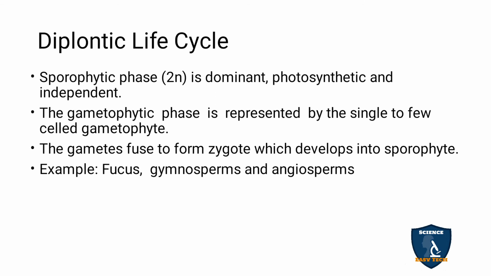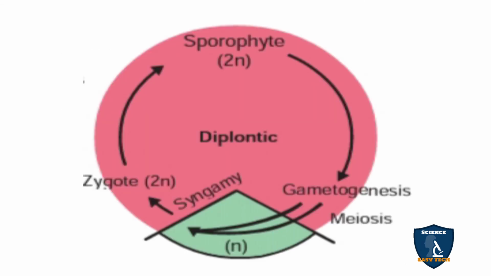The gametophytic phase lasts till the gametes fuse to form the zygote, and it is very few cells that are present. You can see the dominant phase, the sporophytic phase, forms gametes. After the gamete formation, it is haploid, single n, and after the zygote is formed, again it becomes diploid. So the diploid phase is dominant, so it is diplontic.